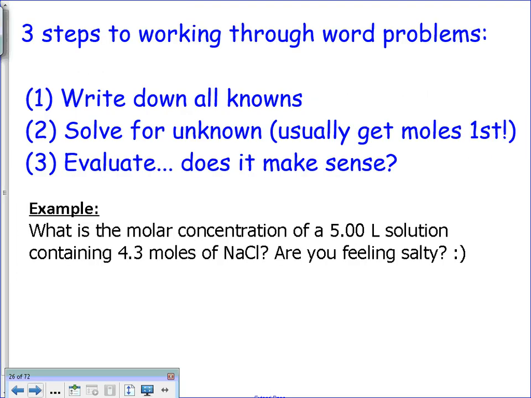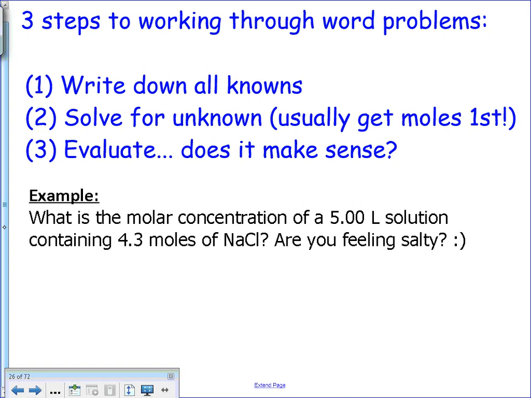Whenever you are doing a problem like this, I prefer for you to write down your knowns and think about what your given is. A lot of times it's easy to get moles first, so that might be what you need to do, and then evaluate: does this make sense? That's just our general theme on how we solve all of our problems. So I'm going to start you here doing this process.